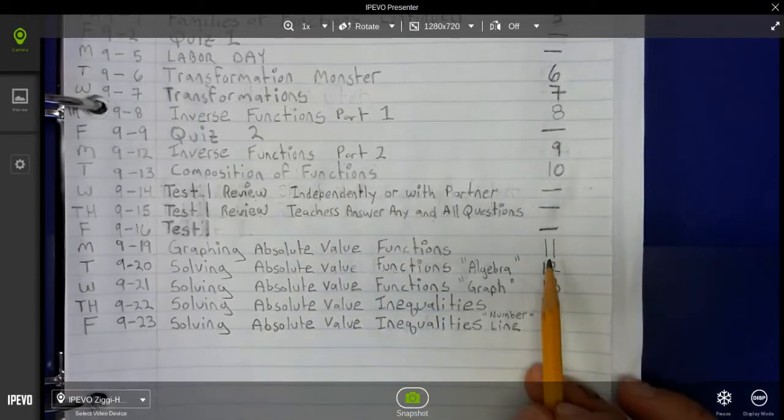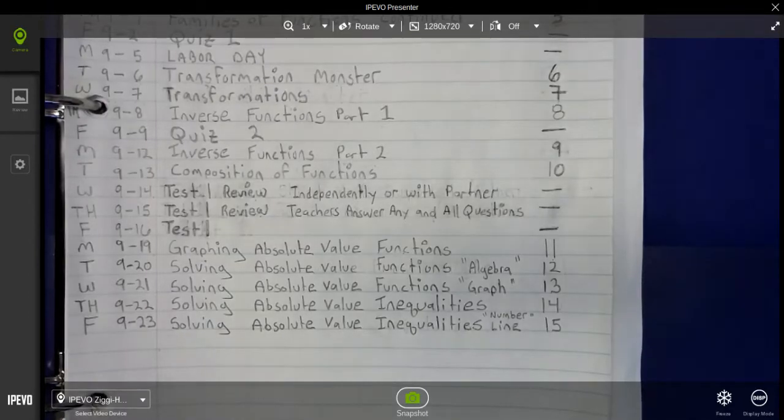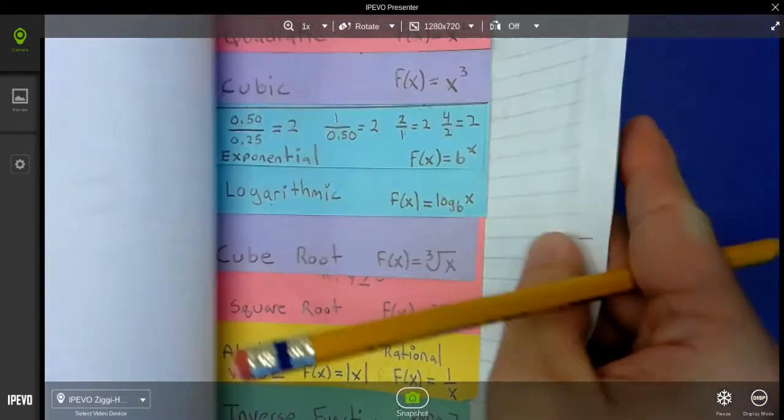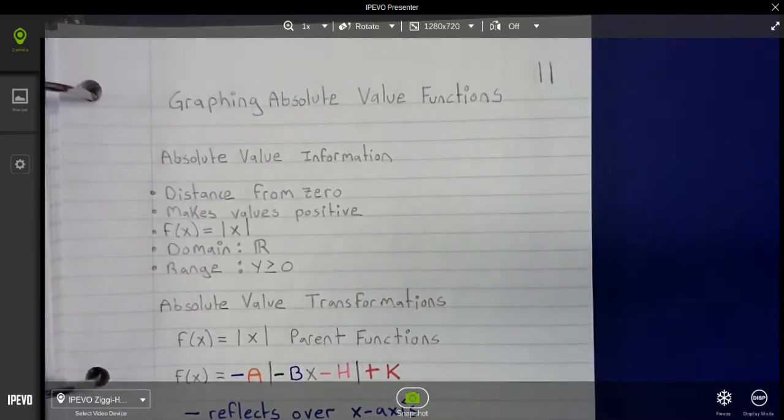Okay, and these notes are going to be on page 11. Please pause the video and update your table of contents. All right, now that you've updated your table of contents, let's go to page 11. Let's update our notes on graphing absolute value functions. A couple things. Let's just review some absolute value function information.